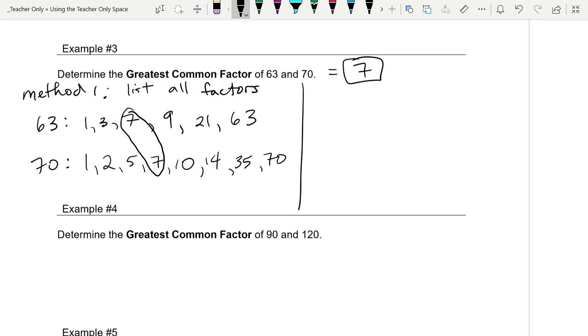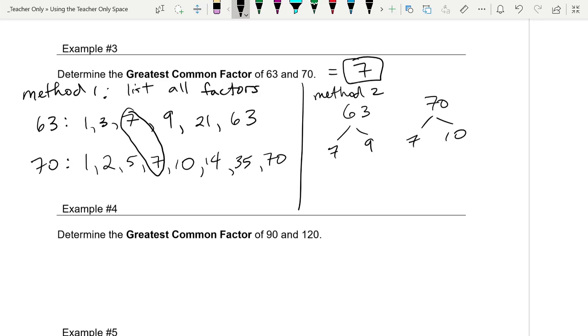Seven. Okay, what's method 2? Well, method 2 is I could make a factor tree. So for method 2, I actually go 63 is 7 times 9. And I can go 70 is 7 times 10. Now, if I was your grade 5 teacher, I'd take off marks because that's not a finished factor tree. 10 and 9 aren't prime.